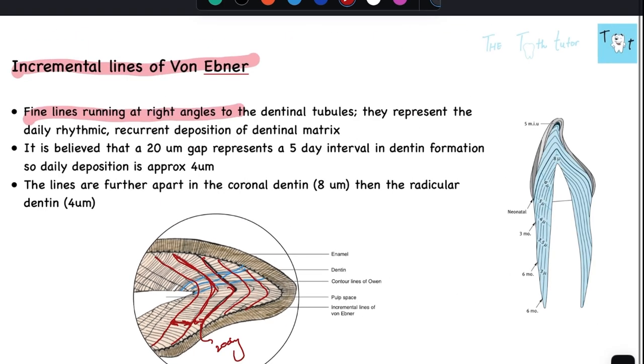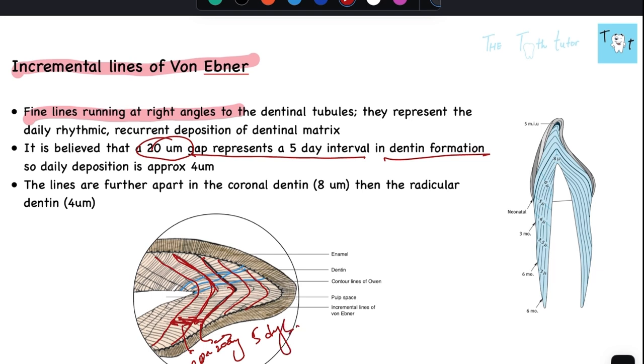So for each of these lines, it is believed that a 20 micrometer gap represents a 5-day interval in the dentine formation. So if this gap is 20 micrometers, I can say that this much formation of dentine took 5 days. So approximately 4 micrometers of dentine is formed daily, right?